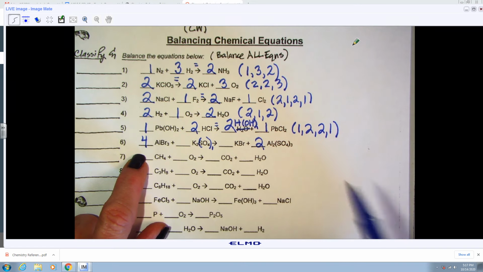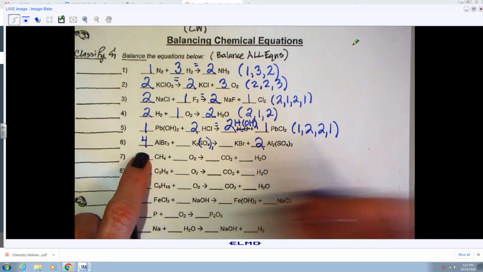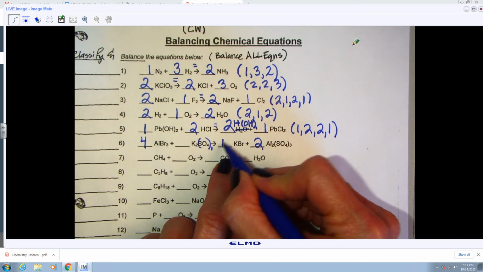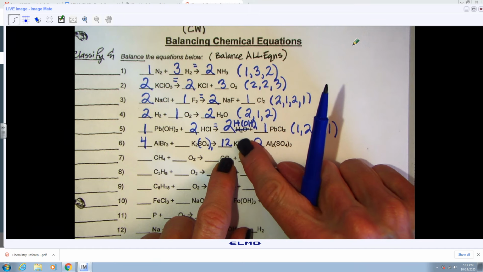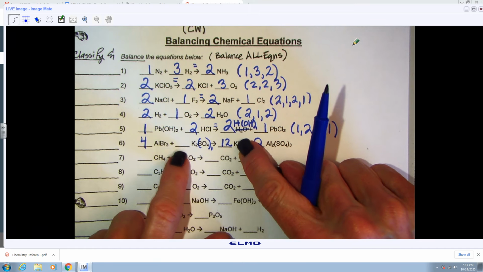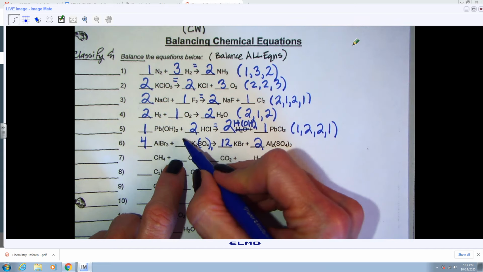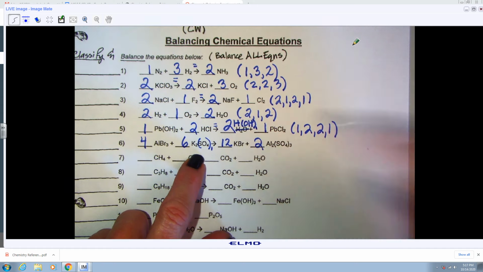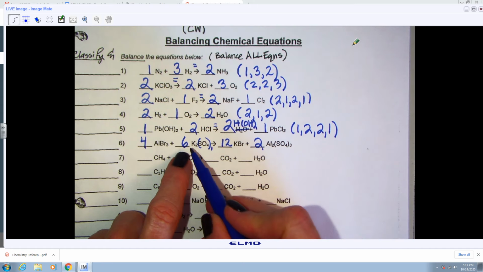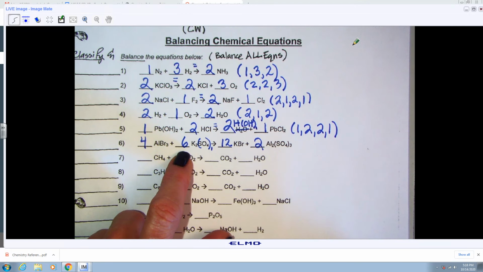Let's look at our bromines. 4 times 3 is 12 bromines. So to get 12 bromines, I'll put a 12 here. That gives me 12 potassiums. Well, how can I get 12 potassiums here? We know that 6 times 2 is 12 potassiums. Now, let's look at our sulfates. 6 times 1 is 6, and 2 times 3 is 6.